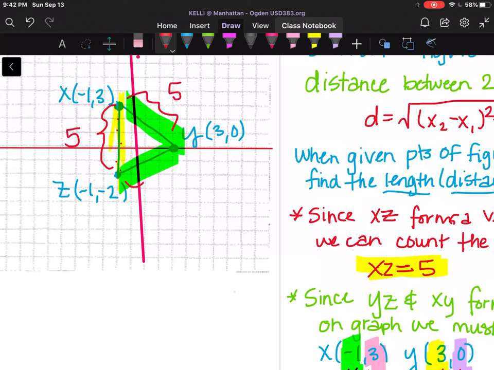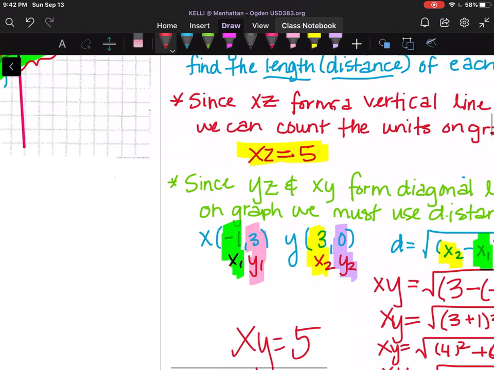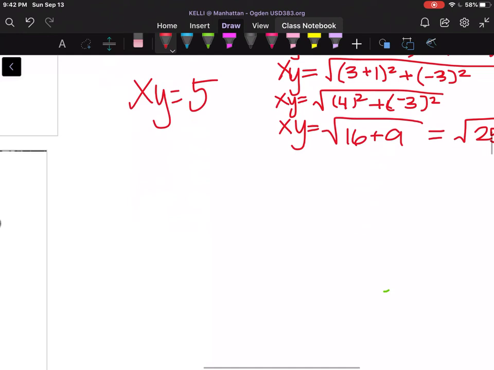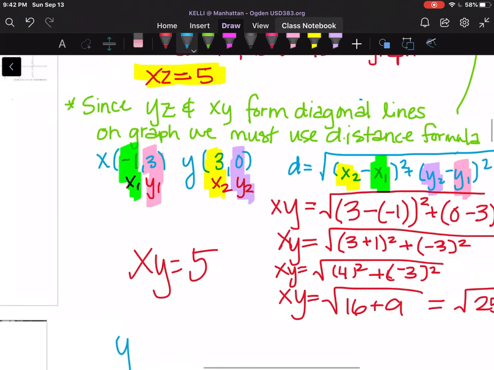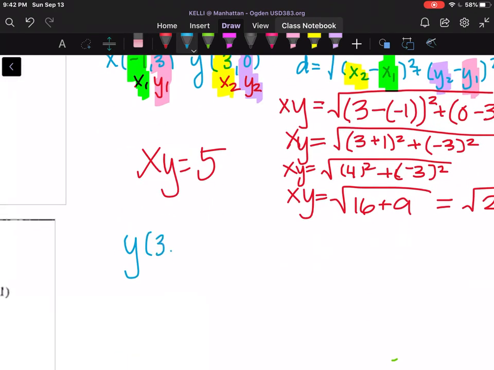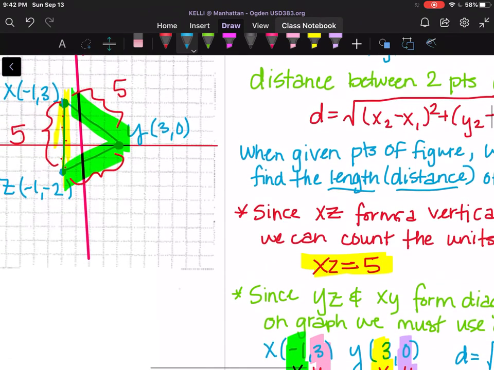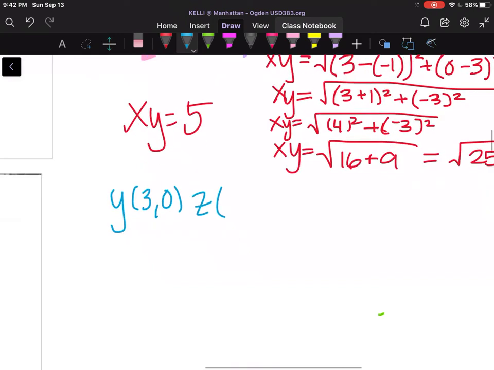Okay, now we got to figure out what the length of this is. This looks a little shorter. So, YZ we need to figure out. Okay, so let's write our points again. Oops, I don't want X. Let's do, alright, Y is the point 3, 0. And Z is the point -1, -2.